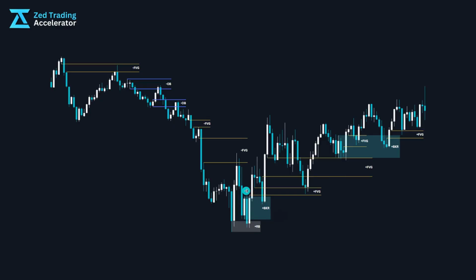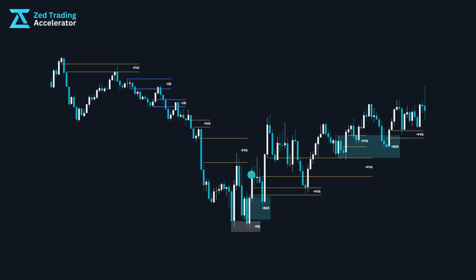This fair value gap is our first line of defense. But since this fair value gap has been disrespected, this breaker block right here is our last line of defense. And as we can see, price respected this breaker block. You can enter in this breaker block after we see this candle forming going higher. You can enter right here, and now the price has gone higher.